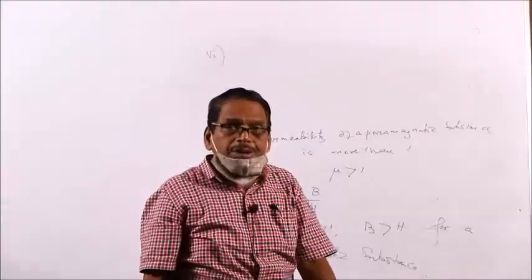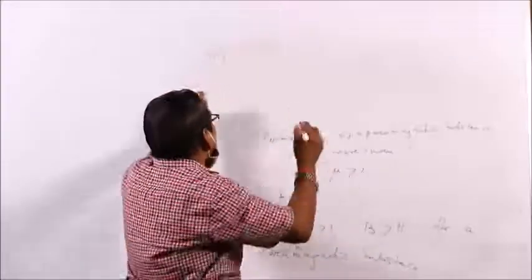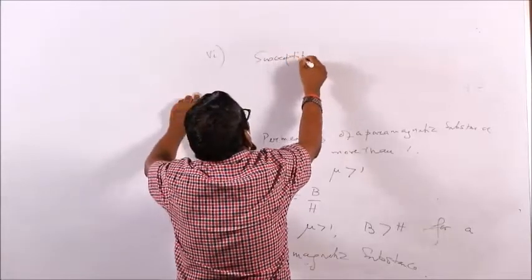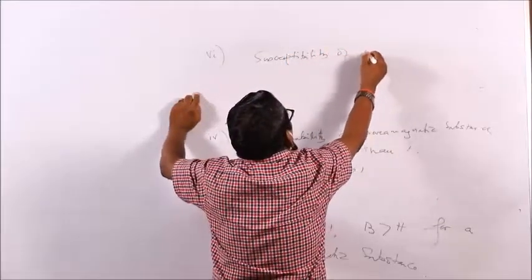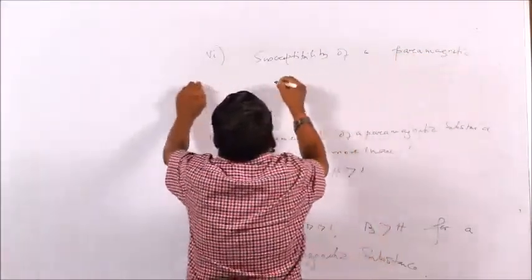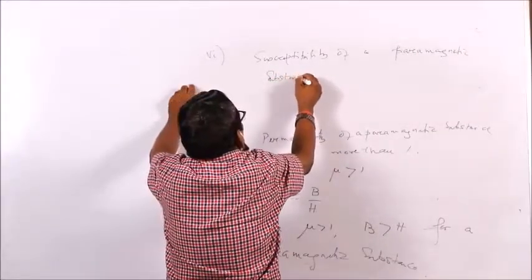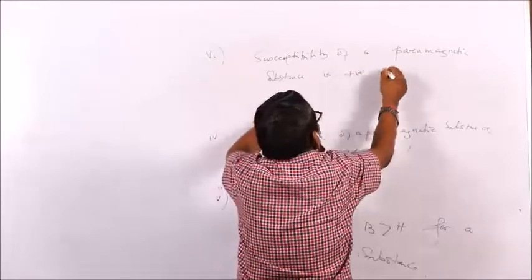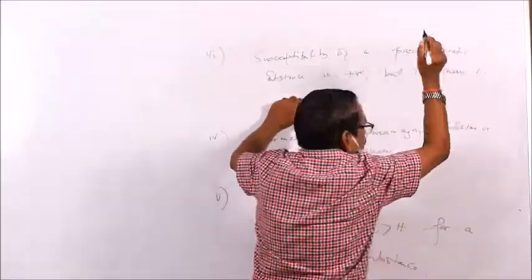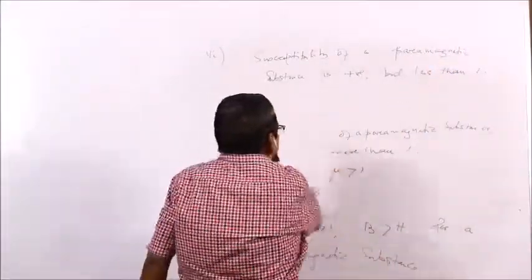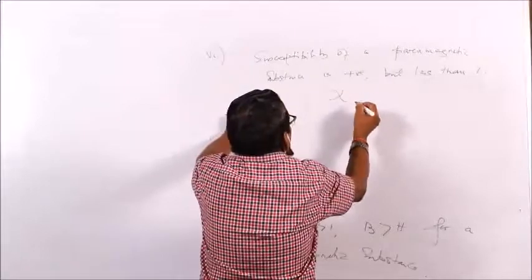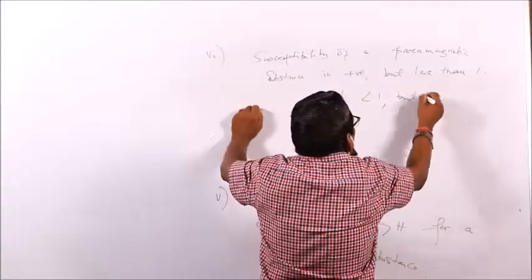Susceptibility of a paramagnetic substance is positive but less than 1. Chi is less than 1 but positive.